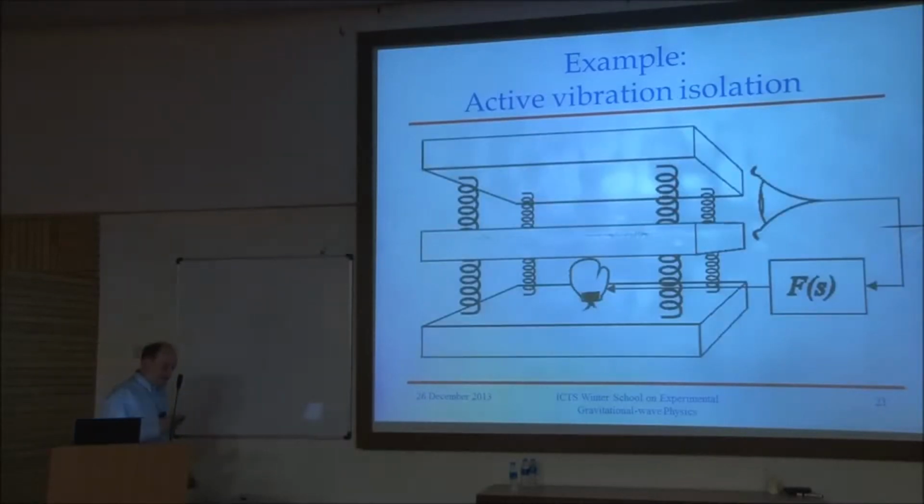I do want to say a tiny bit more about this example. This is a conceptual diagram of a rather crude sort, but enough to make the principle clear, of active vibration isolation. So what I've drawn here is something that's sitting on the ground, and then there's a platform suspended resonantly from it, and a second platform here, resonantly suspended from the first, that I'm going to play two separate roles just for simplicity of discussion.